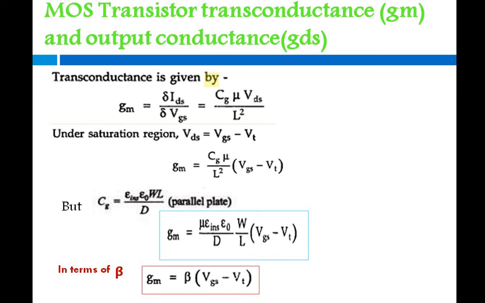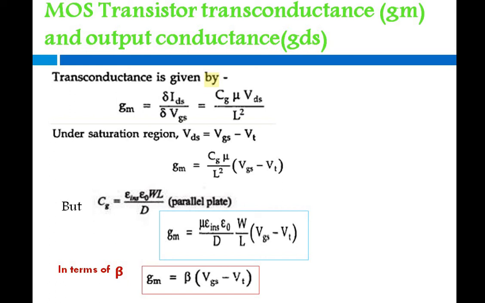That is your equation for transconductance. D is, I think, the oxide thickness, I remember. D is your oxide thickness, W is the width of the channel, L is the length of the channel, and epsilon naught and epsilon ins are the permittivities for the free space. So the overall transconductance Gm is equals to Cg mu Vds divided by L square. When you consider this equation in the saturation region, what is the Vds value? Vgs minus Vt. So the equation becomes Cg mu divided by L square into Vgs minus Vt.